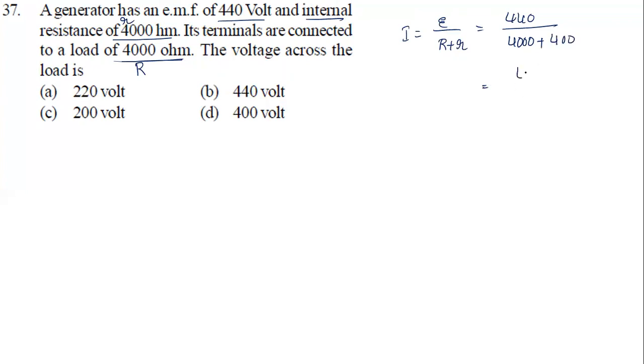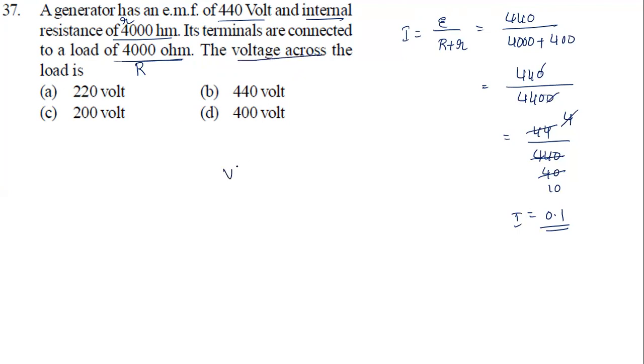So it will become what now? 440 divided by 4400. So it is going to cancel, 44 divided by 440. So it is 0.1. Current is 0.1.